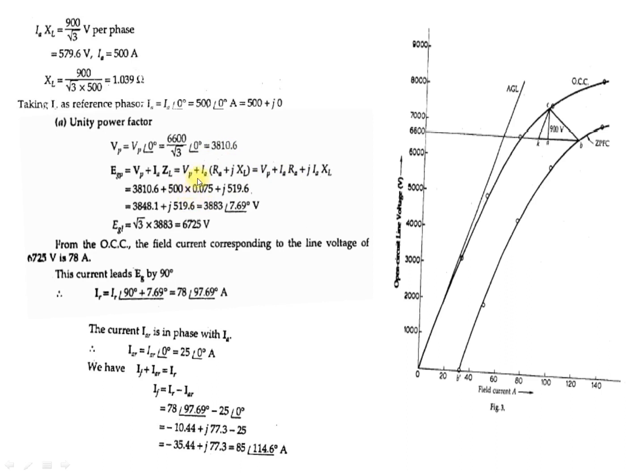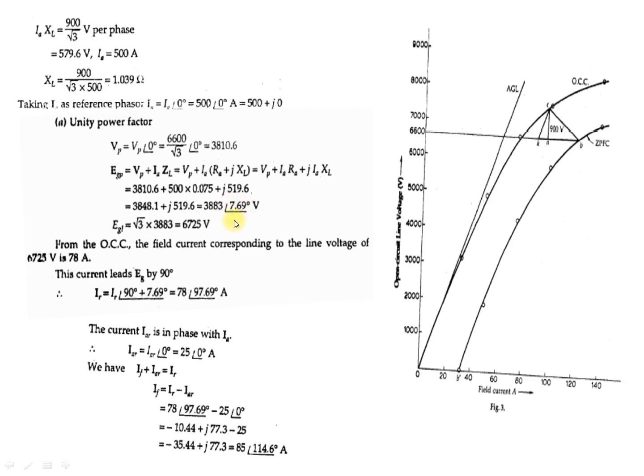The whole bracket has to come here. RA is going to be 0.075 plus jXL, where IA XL as a whole is going to be 519.6, so that has been included here. By adding these values and converting from rectangular into polar form, we will get 3883.83 at an angle of 7.69 degrees.